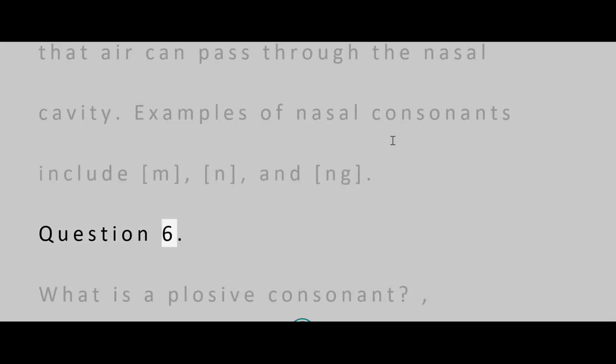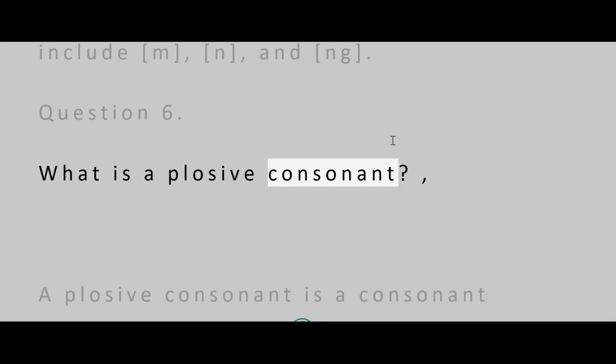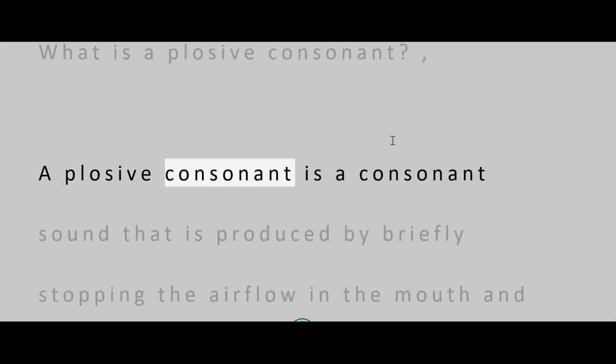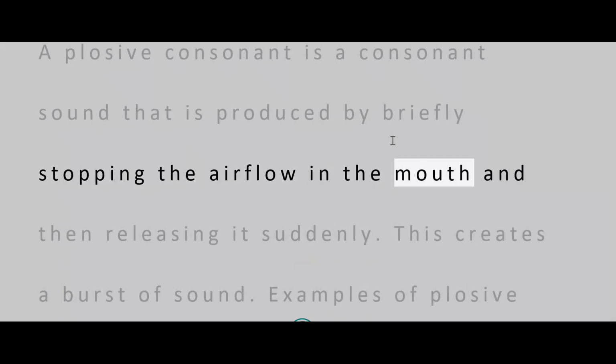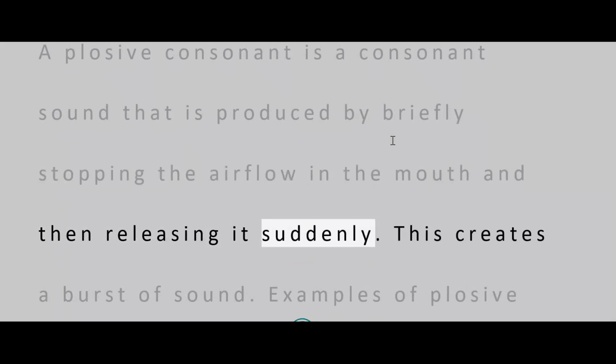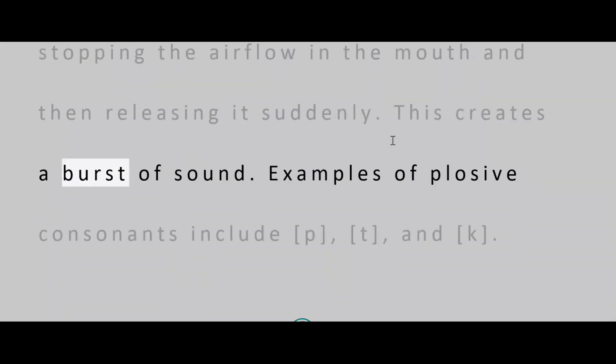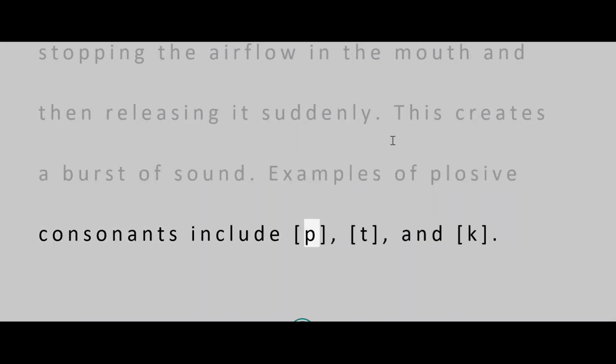Question 6. What is a plosive consonant? A plosive consonant is a consonant sound that is produced by briefly stopping the airflow in the mouth and then releasing it suddenly. This creates a burst of sound. Examples of plosive consonants include P, T, and K.